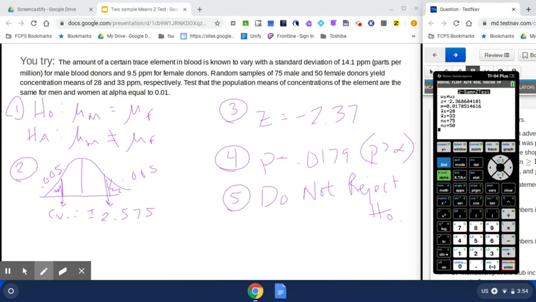Comparing that to the alpha level of 0.01, p is greater than alpha. So p is not low, so we do not reject the H0. So to answer their question, at alpha equal to 0.01, there does seem to be evidence to support that the population means of concentrations of the element are the same for men and women.